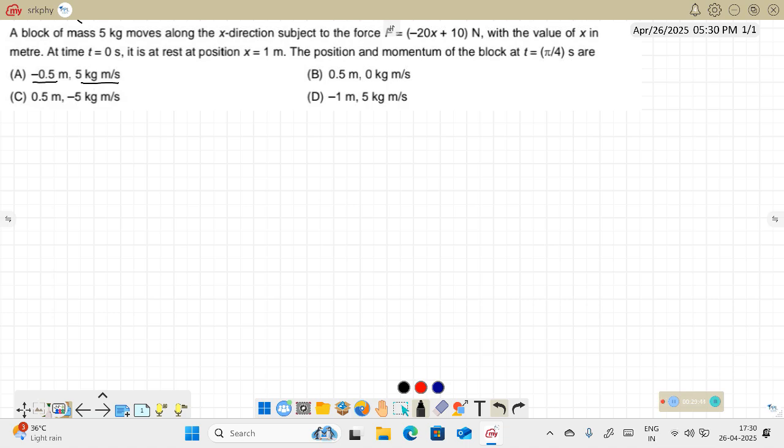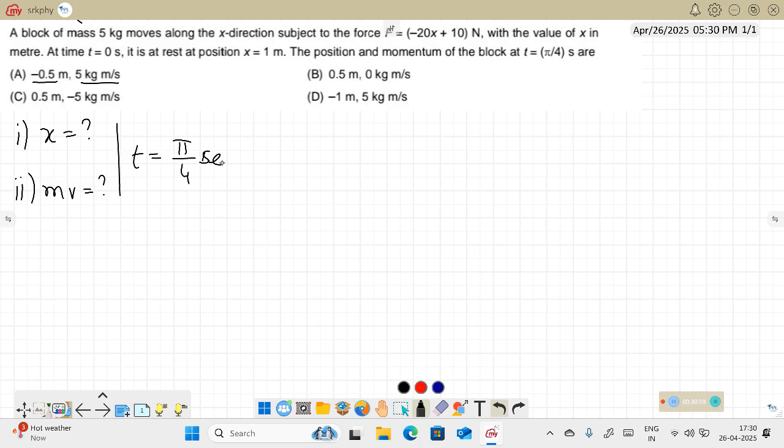Distance is given as well as momentum. They are asking for the position, x equal to how much? That is the first question. And the second question asks to find the momentum of this block of mass m, at the time t equal to pi by 4 seconds.